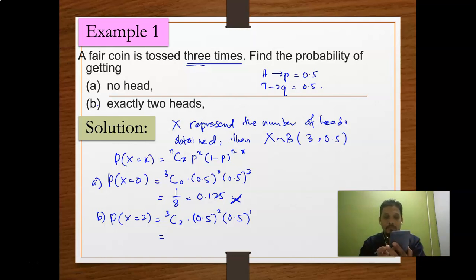Okay, so you can see here now on the screen. It is 3/8, or 3 divided by 8, 0.375.